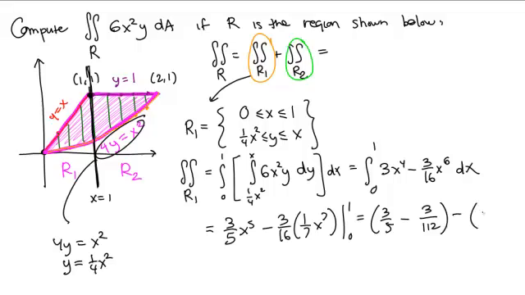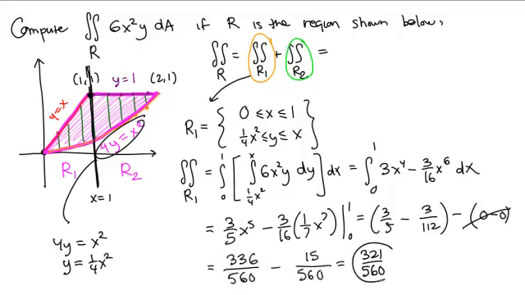If we plug in 0, we're just going to get 0 minus 0, and so we don't need to include those. So we get 3/5 minus 3/112. If we put that on a common denominator, 321/560. And so that's the double integral over the region R1. Now let's focus on the integral over R2.